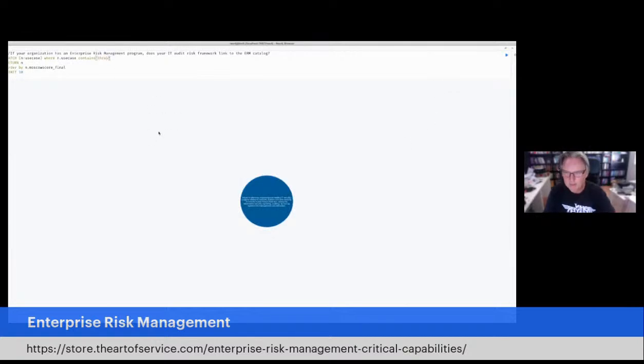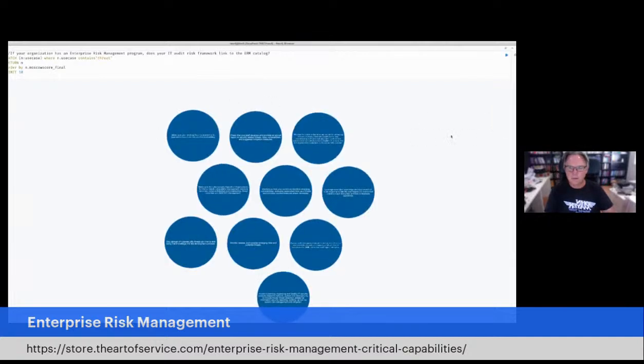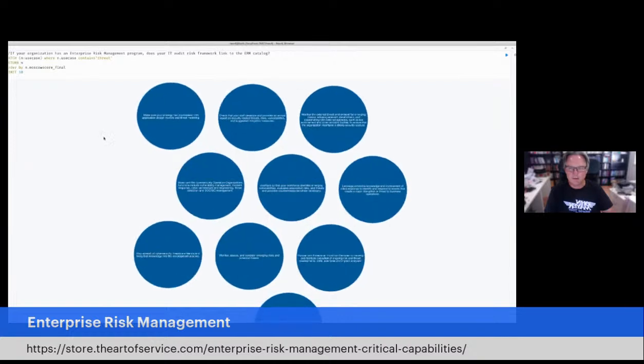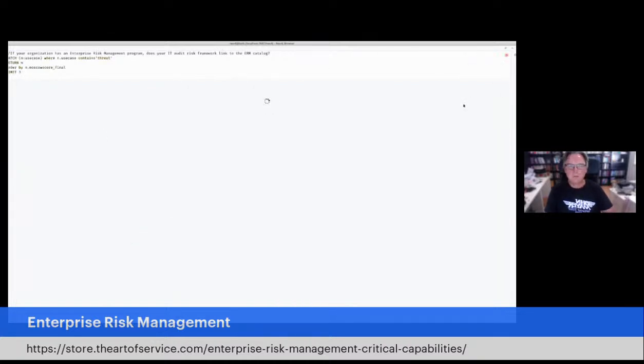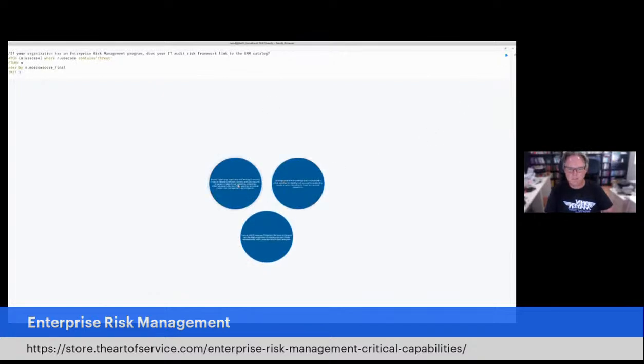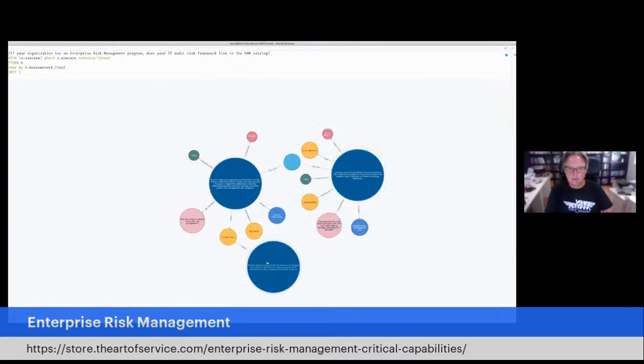Okay, let's do threat, because now I'm on a roll here. Threat. Boom. So if I want to cover threats, these are all the things I need to look at. Let's just do the top 3. Enterprise risk management, covering threats. Top 3, this is what you need to take care of.